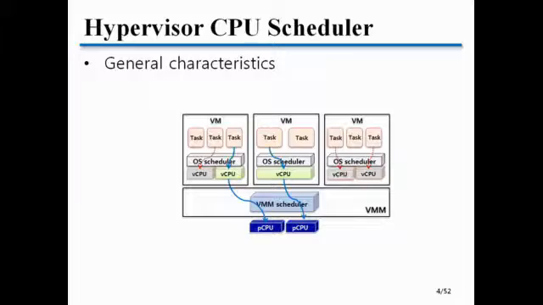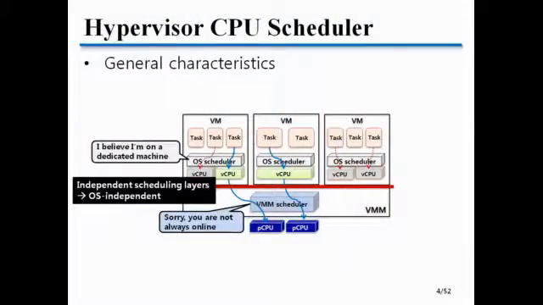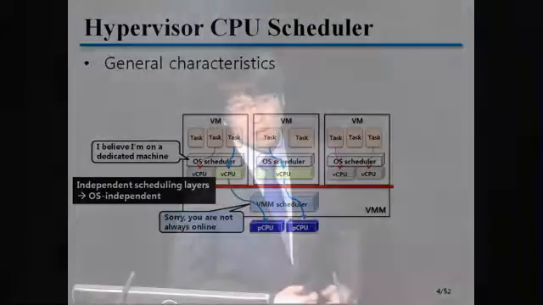So here are the general characteristics of how existing schedulers work. First of all, the OS and VMM schedulers work independently. This makes the VMM OS independent. However, it also creates a semantic gap between them, where each operating system scheduler believes it's running on a dedicated machine. However, the underlying VMM scheduler makes the virtual CPUs go online and offline dynamically.